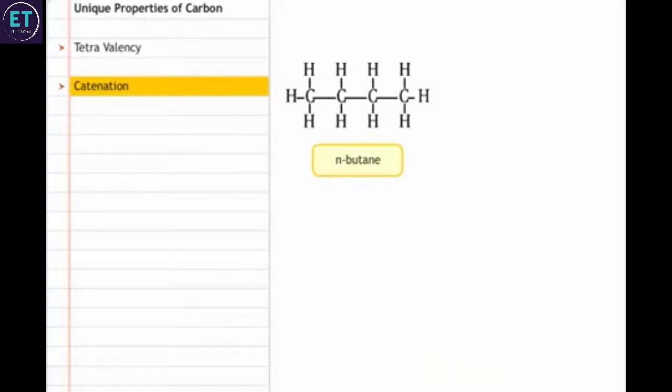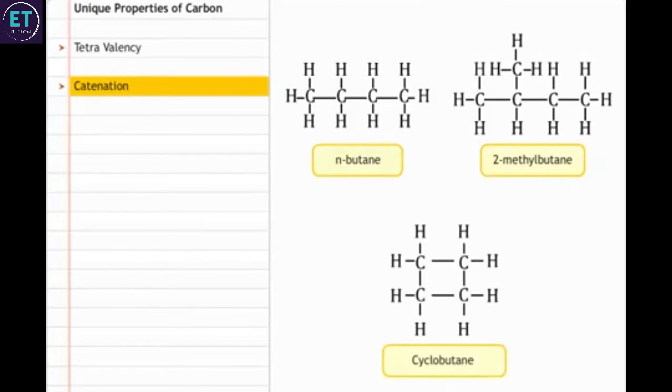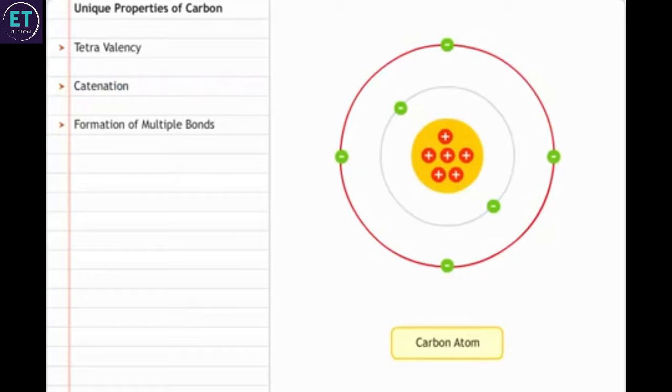For example, n-butane is a straight chain compound. 2-methylbutane is a branched chain compound, and cyclobutane is a cyclic compound. The last unique property is the formation of multiple bonds. Carbon atoms are capable of forming multiple bonds with other carbon atoms.